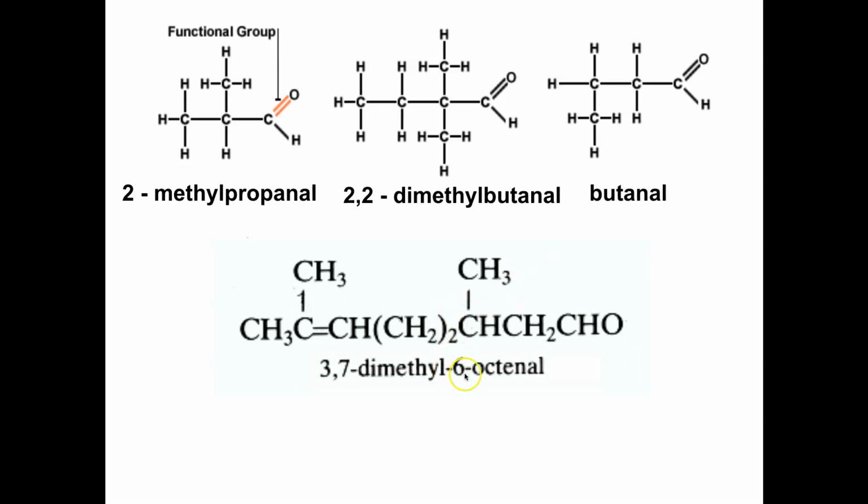3,7-dimethyl-6-octenal. Now 6. You're going to say, Mr. Grodsky, how do I get 6 here? The carbonyl is an ending group, right? So it must be the first carbon. It takes precedence. 1, 2, 3. There's your methyl. 4, 5. And there's your 6. That's where the double bond starts. So 6-octene. Take the E away, octenal, and then you have on the 7th the methyl group.